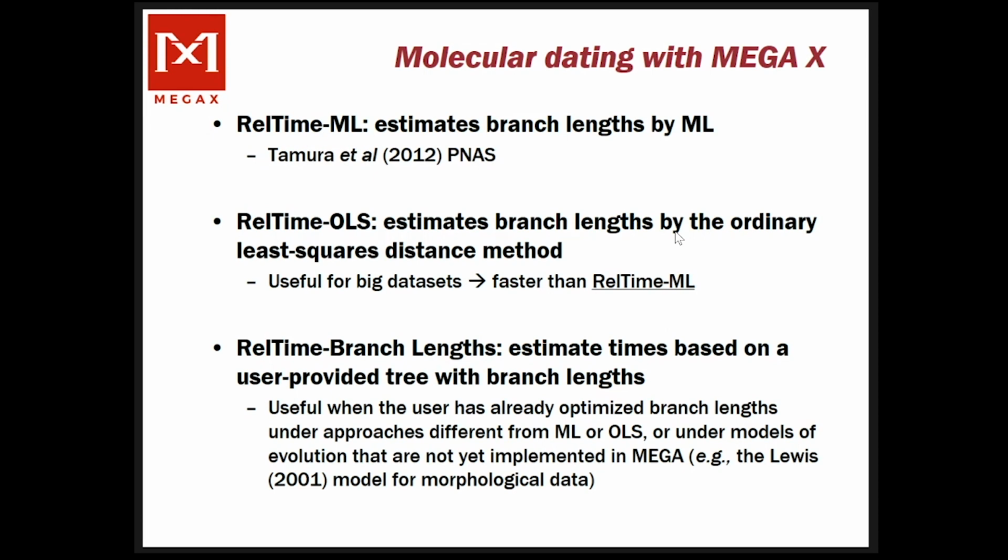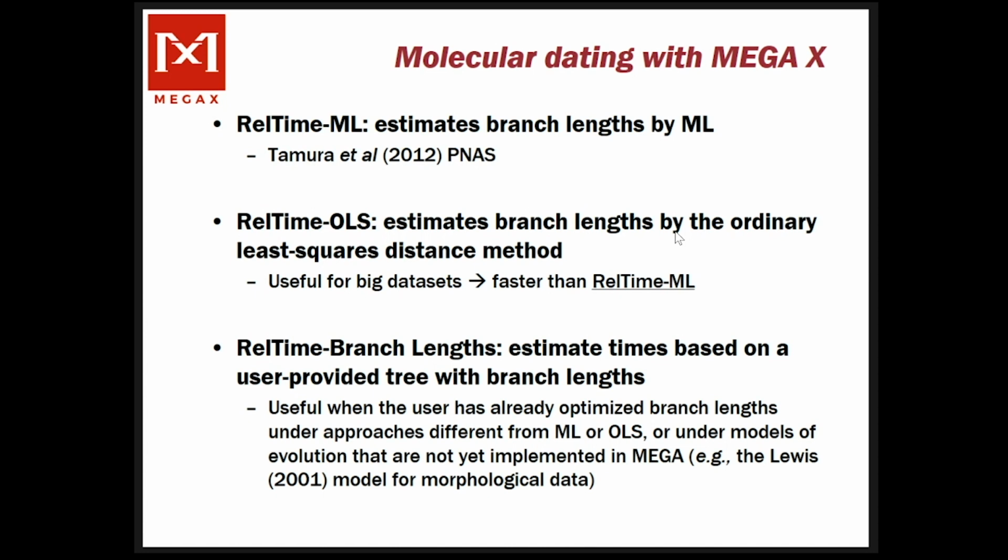RelTime ML estimates the branch lengths by maximum likelihood. This is the original approach that was proposed by Tamura et al. in the 2012 PNAS paper. This is simply the idea that you will compute the branch lengths based on maximum likelihood, which is a robust method.